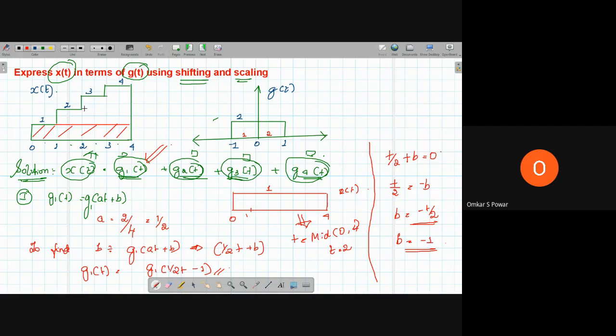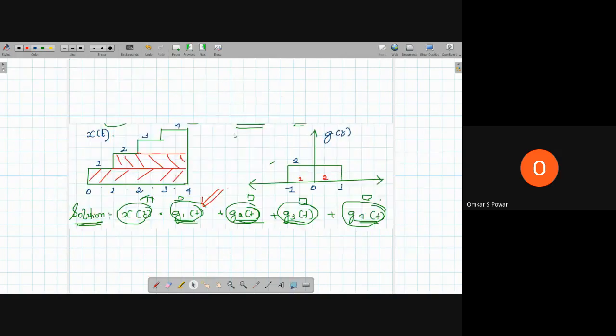For the second block, we will take this section to get g2 of t. Let me go to the second page. One minute, I want to use this diagram. Okay, add a new page.